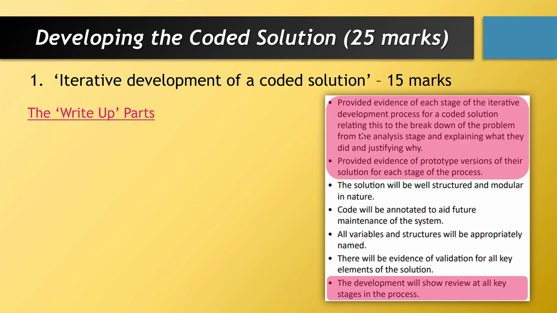The first bullet point says you provided evidence of each stage of the iterative development process, which is what I've just said, doing all of those parts. I'm relating this to the breakdown of a problem from the analysis stage and explaining what they did and justifying why.